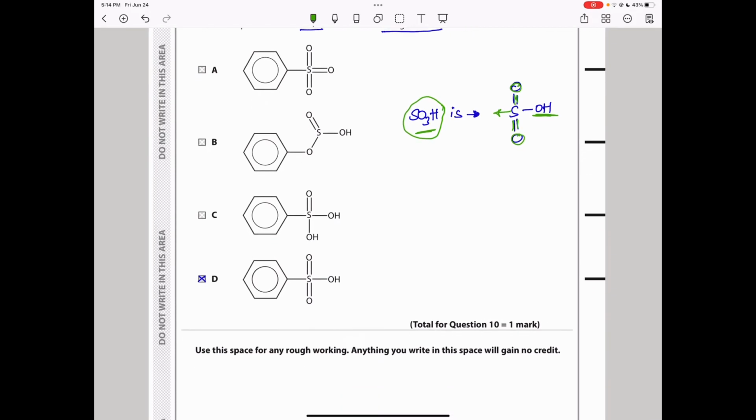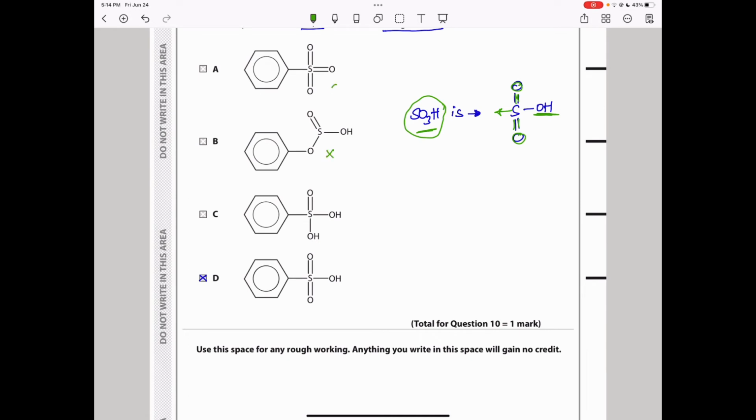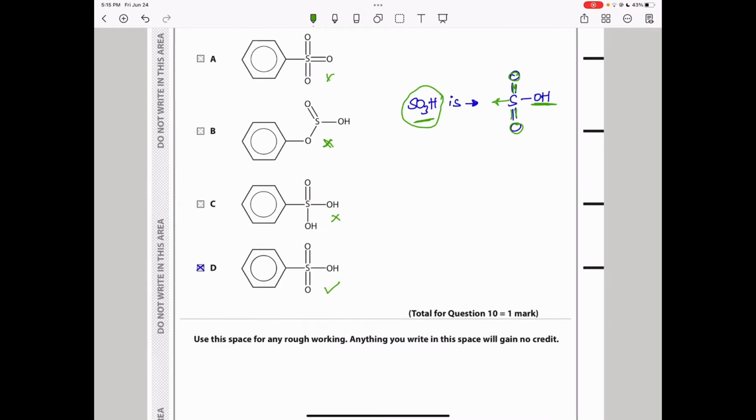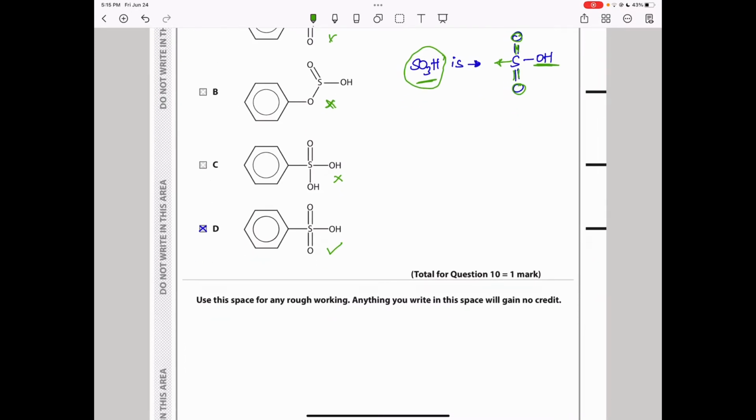So that is why this is wrong, that is wrong because there is no hydrogen, this is wrong because it attaches with oxygen, this one here is wrong because we have 2 hydrogens. This is the correct structure, so here the answer is going to be a D for question 10. Let's move on to question 11.